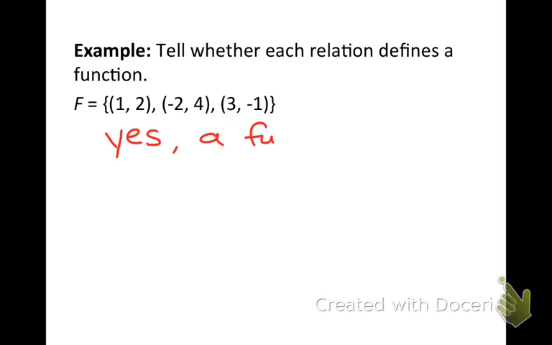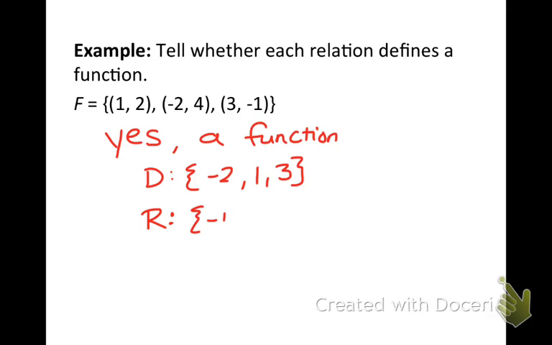What's the domain? So my domain is negative 2, 1, 3. I won't mark it incorrect if you don't put them from smallest to largest, but you should get in the habit of doing that. What's my range? Yeah, negative 1, 2, and 4. Okay.